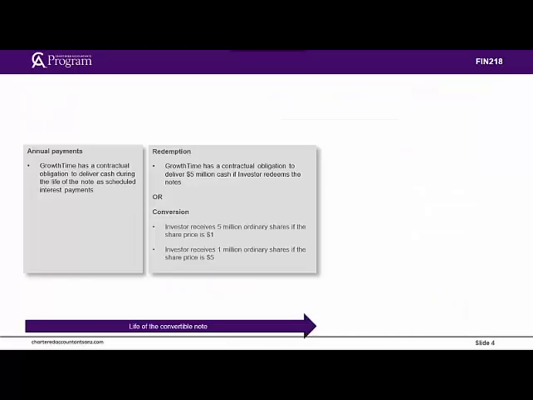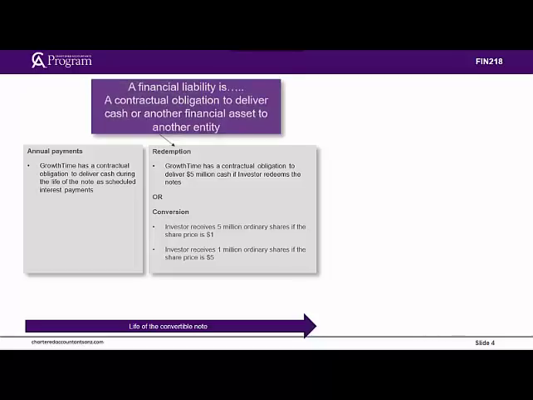Let's look at what happens over the life of the convertible note. One part of the financial liability definition looks at a contractual obligation to deliver cash or another financial asset to another entity. So let's look at what happens each year. We've got the annual payments for the interest, so we've got outflows happening there. But we've got a financial liability at the end, and that's for the redemption that needs to be made if Investor decides to redeem those convertible notes. So that first part of the paragraph 11 definition is satisfied, so we have a financial liability.